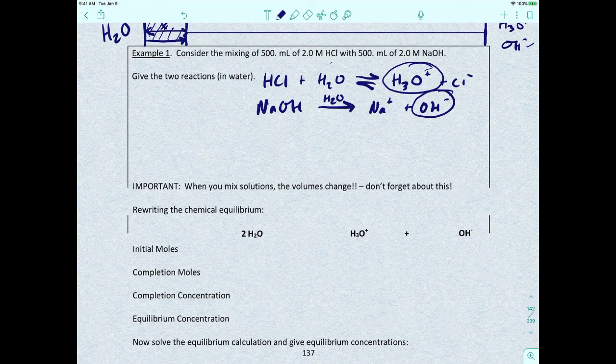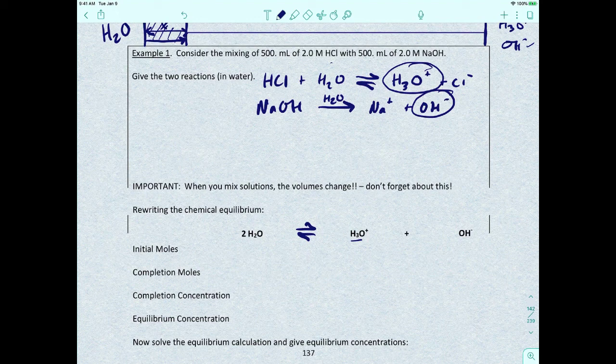So what I'm going to do is rewrite the chemical equilibrium. You've got 2 moles of water in equilibrium with H3O plus and OH minus. We're going to set this up as a table, but instead of molarity, we're going to do everything in moles. Okay. So for the first half, you've got the concentration of H3O plus.